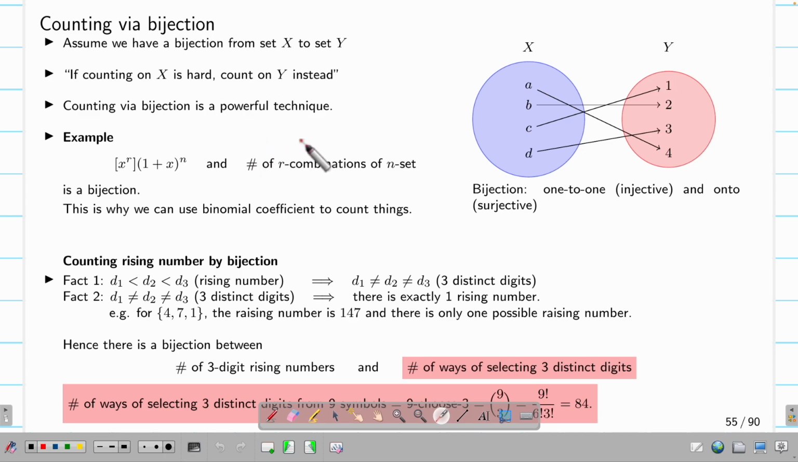This is also the reason why the number of r-combinations of an n-set, that means n choose r, is counted using the binomial coefficients. Why does it work? It's because the number of n choose r and the coefficients in the binomial expansion are in bijection. That's the reason why we learn the binomial theorem for counting things. So here's the idea: if I have a way to link X and Y in a one-to-one, onto fashion, then if counting X is hard, I can count Y.